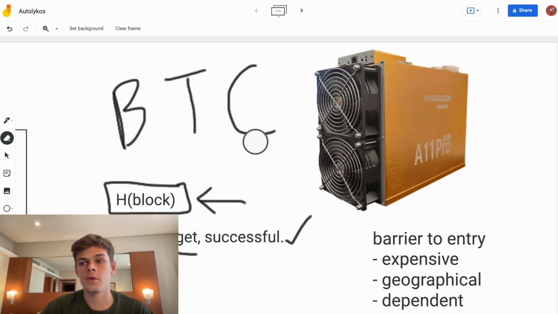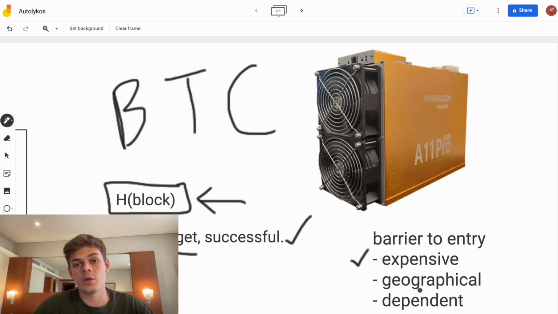That's why initially we had CPU, GPU mining, so any average Joe can just go off to the store, buy a GPU or CPU off the shelf pretty easily, and then start contributing. The issue with ASICs is that it's expensive, first of all. So if you want to get an ASIC, you need the amount of money first. The second thing is geographical limitations, right?